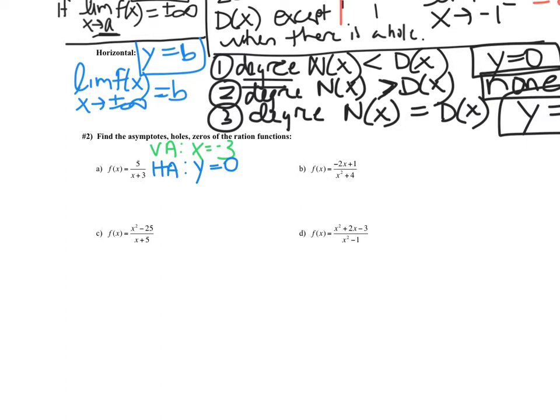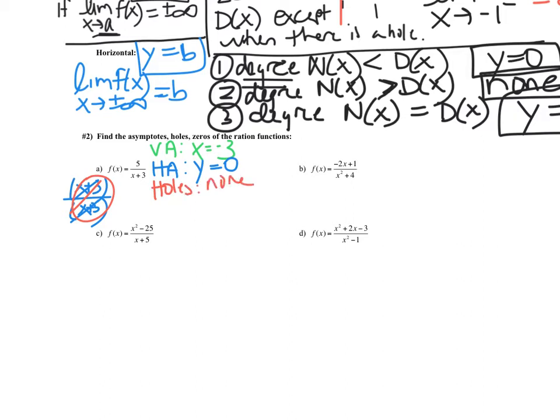Okay. Holes will only occur when you have the same factor, like if we had x plus 3 over x plus 3 and they reduce, then x equals negative 3 would have been a hole, but that doesn't happen here. So that doesn't happen. So there's no holes in the graph. Holes would be none.